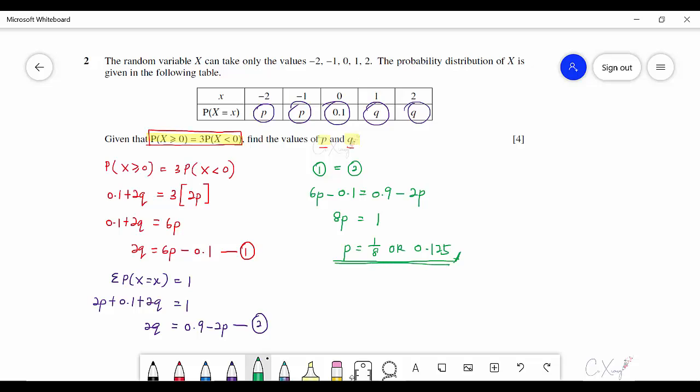After that, you can get the value for q. The value for q will be 0.9 minus 2 multiplied by 0.125, divided by 2. I'm substituting p into equation number 2. From here, if you didn't make any careless mistake, the value of q that you get should be 13 over 40, or it is 0.325.